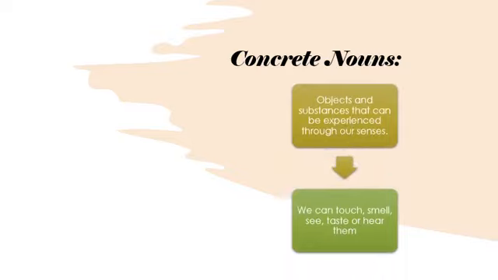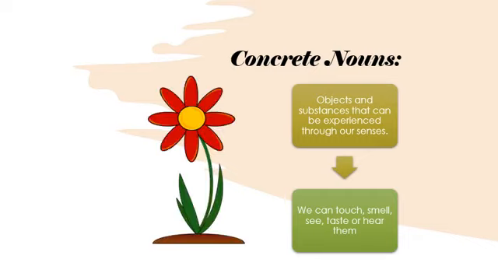Now we will discuss what concrete nouns are: objects and substances that can be experienced through our senses. We can touch, smell, taste, see, or hear them. We are using our 5 senses to identify objects and substances. Anything which you experience through your senses, which means you touch, taste, see, smell, or hear, that is a concrete noun.